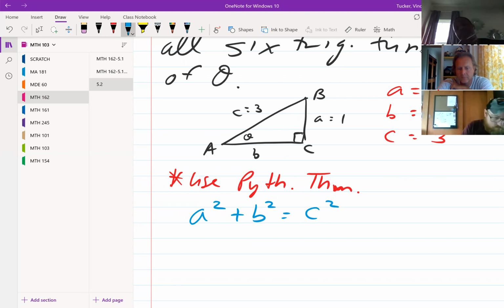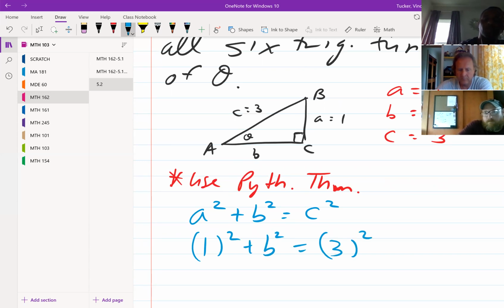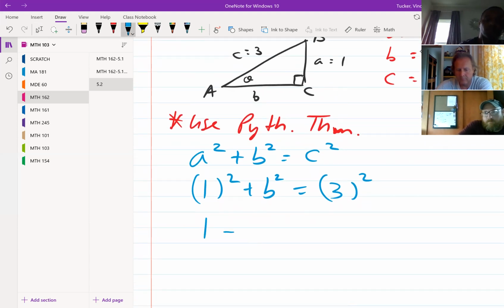All right, a squared plus b squared equals c squared. Remember, a and b are interchangeable, they're legs. The hypotenuse c is the one that most definitely has to be established and be on one side of your formula by itself. So plugging in, that'll be 1 squared plus b squared equal to 3 squared. 1 squared is 1, 3 squared is 9. Solving for b still.